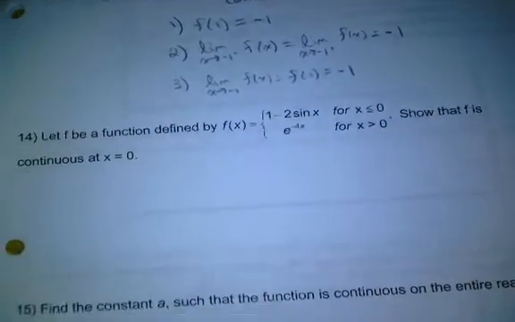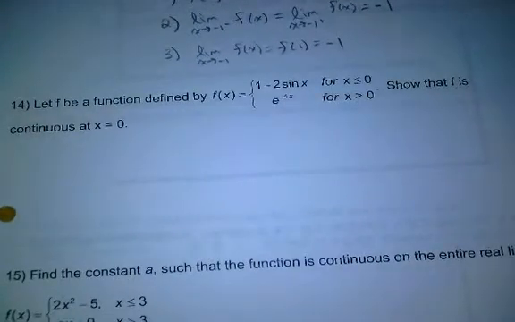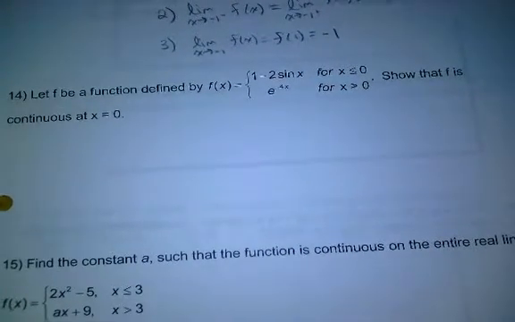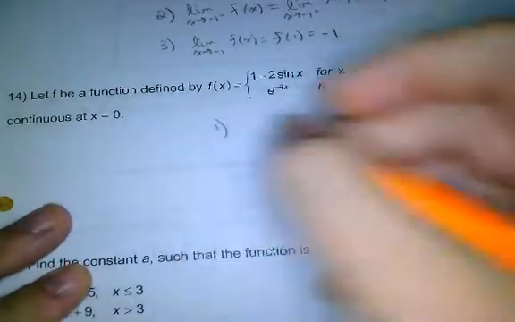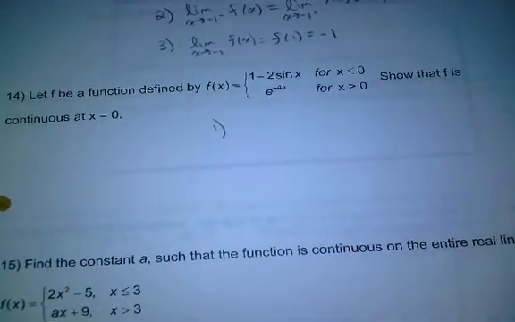For number 14. Hey, look, they tell us what the answer is. They just say it to show it. So we know it's continuous. It said so, let's go ahead and go for it. So we got to do our 3 things. It says it's continuous at x equals 0. We have a trig function in there. Oh boy, and an e function. So we better remember how math works.